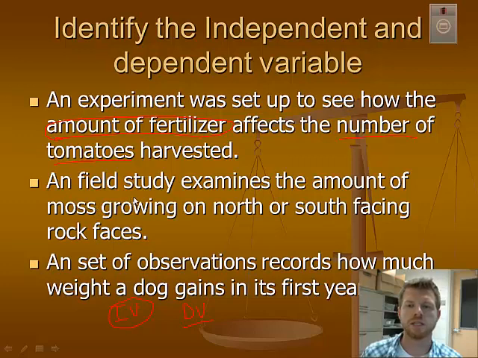Number 2, a field study examines the amount of moss growing on north or south facing rocks. So our independent variable is which way the rocks are facing. Okay? Which way the rocks are facing. And our dependent variable is the amount of moss. If you fill in the sentence, the amount of moss depends on which way the rock is facing.